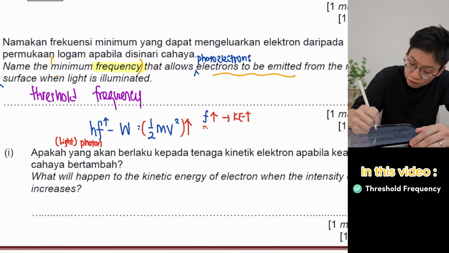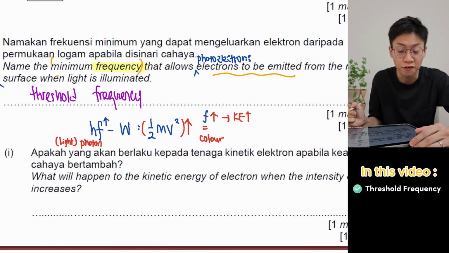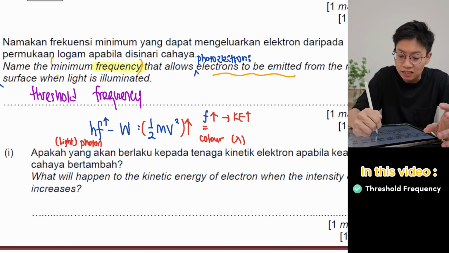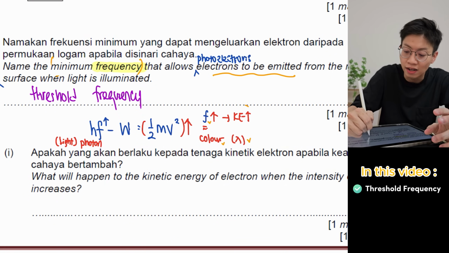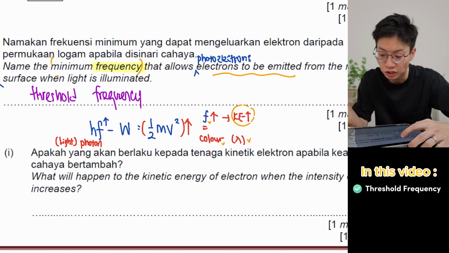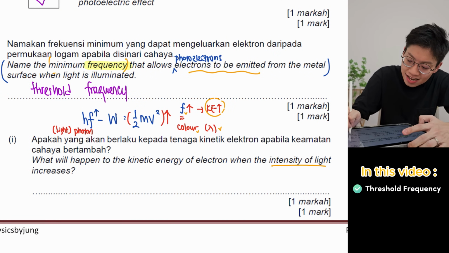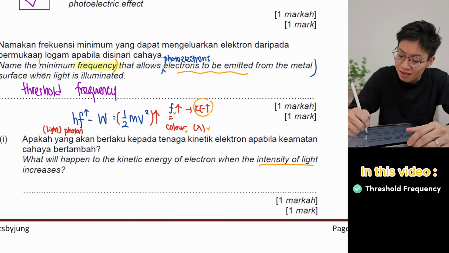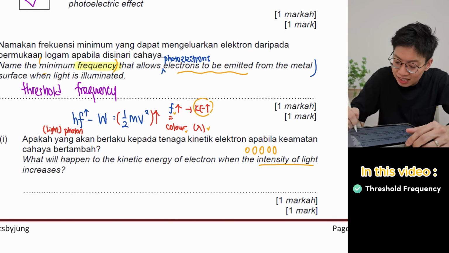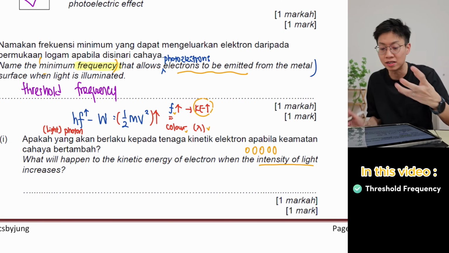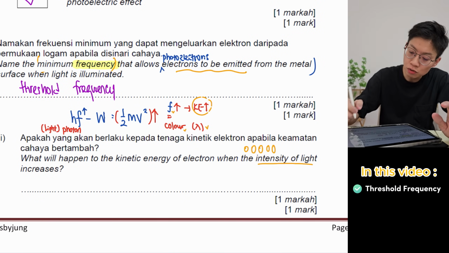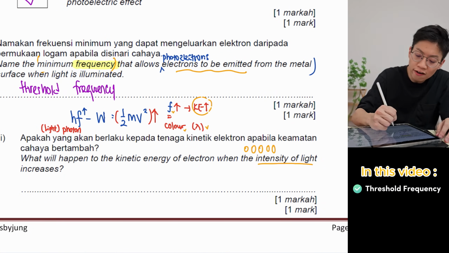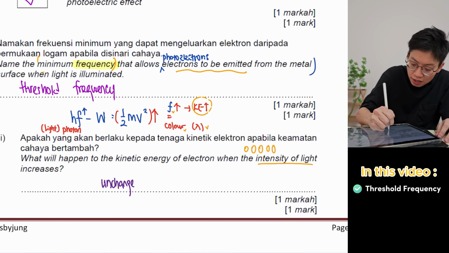What will affect your frequency? Color will affect your frequency. Wavelength will affect your frequency. So if the exam asks about change in frequency, change in color, or change in wavelength, this will all affect the kinetic energy. But now they're asking about intensity of light. What is intensity of light? Intensity of light is actually calculating how many photons are being emitted. So it's a totally different thing. If you look at this equation, there is totally no intensity of light. Therefore, my kinetic energy will be unchanged.